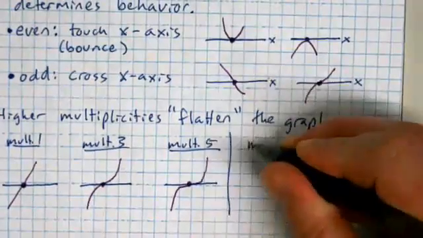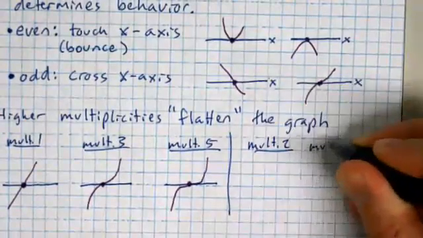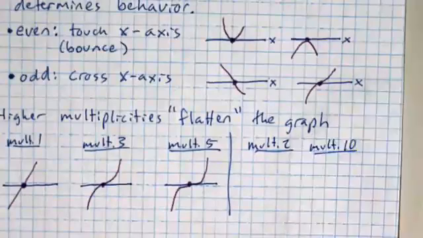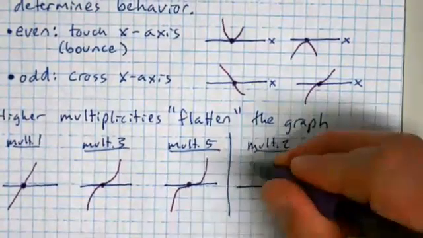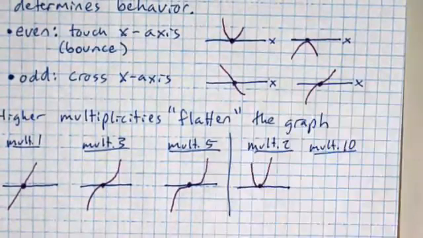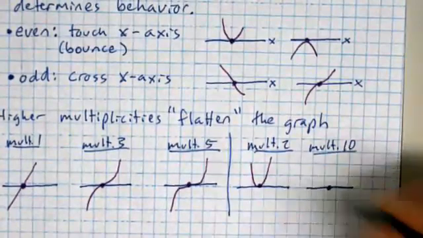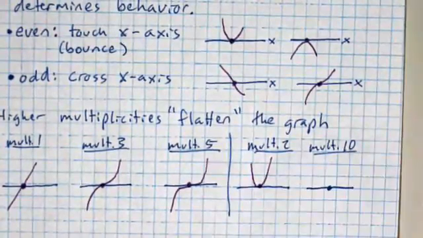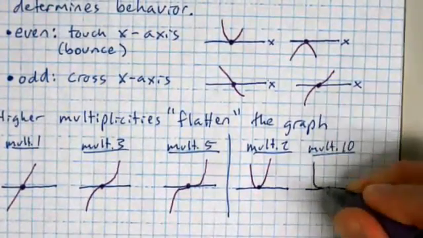If I had a multiplicity of 2 versus a multiplicity of 10. Right, if I got a multiplicity of 2, that means we're going to be bouncing off. You'll see a nice, just kind of U-shaped bouncing right off. If we bump the multiplicity up, keep it even, but make it much higher, that graph at that intercept is really going to flatten out. You'll almost start to see it sort of squaring off.